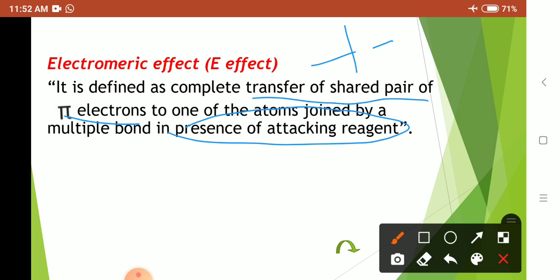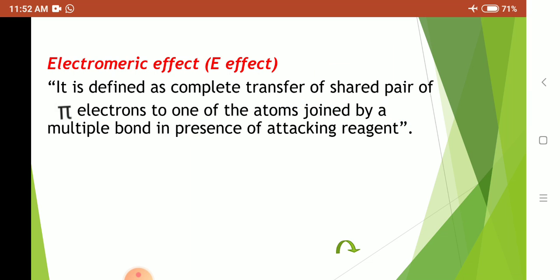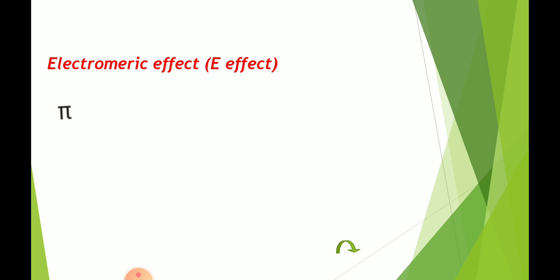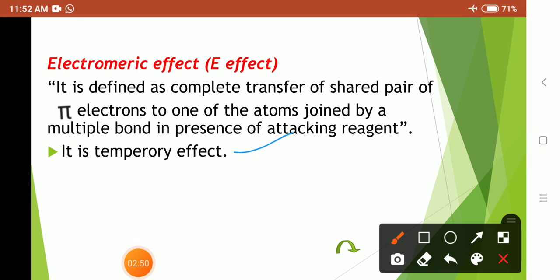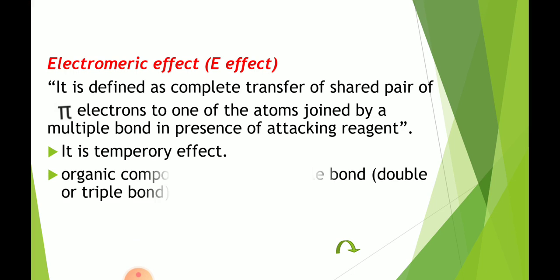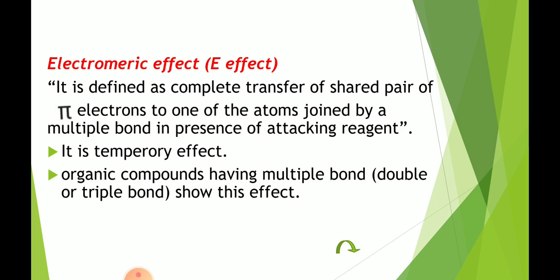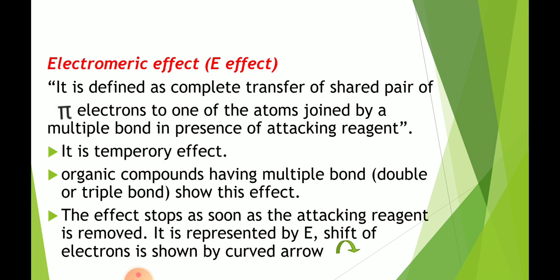So we are studying here some characteristic features. First one is temporary effect. It is possible only in presence of attacking reagent. Then second point is organic compounds having multiple bond, means double or triple bond, show this effect. That is, the effect happens only if a double bond or triple bond is present. Then third point, the effect stops as soon as the attacking reagent is removed.